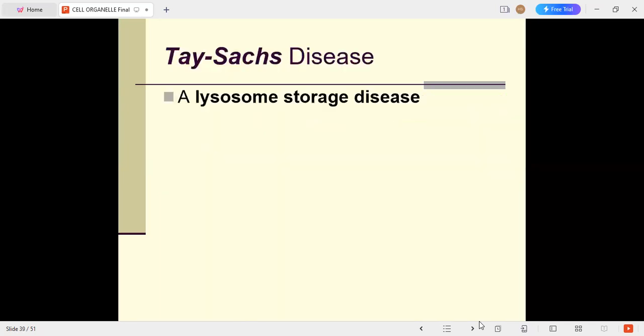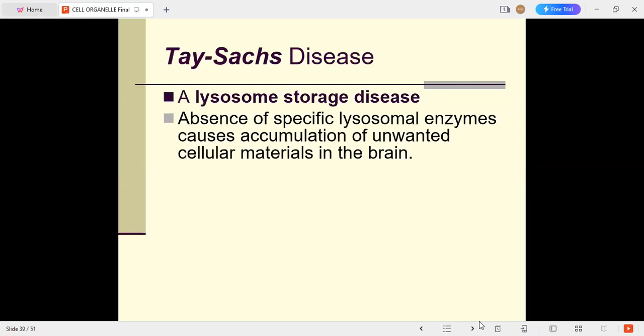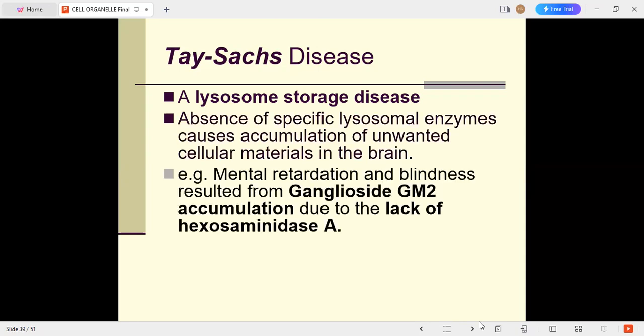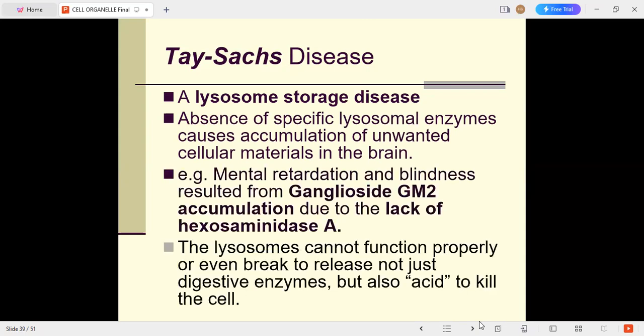Another disorder associated with lysosomal storage disease is called Tay-Sachs disease. There is the absence of a specific lysosomal enzyme that causes accumulation of unwanted cellular material in the brain. For example, mental retardation and blindness result from ganglioside GM2 accumulation due to the lack of hexosaminidase A. The lysosome cannot function properly or even breaks down to release not just digestive enzymes, but also so many acids to kill the cells or to rupture the cells.